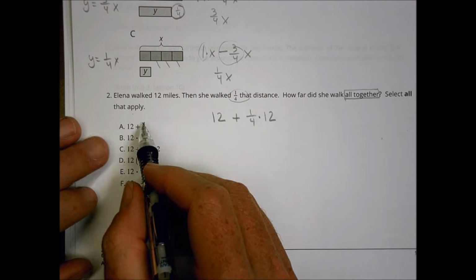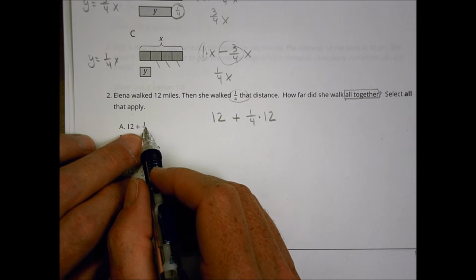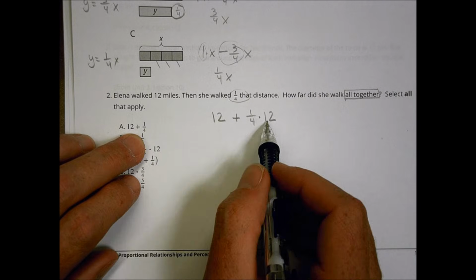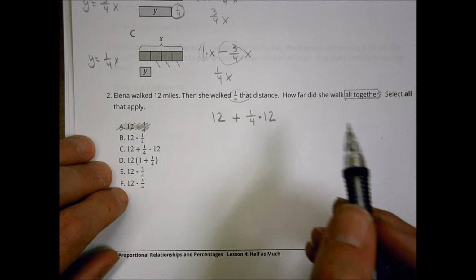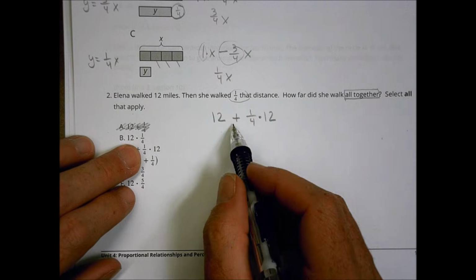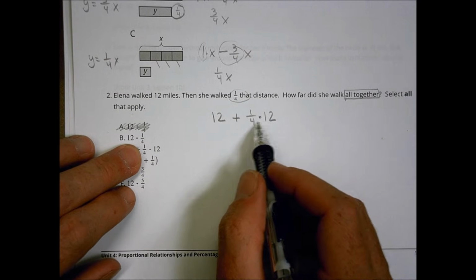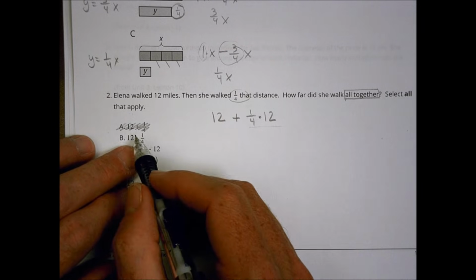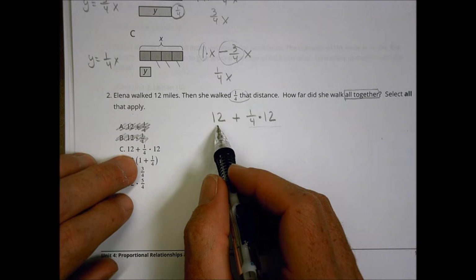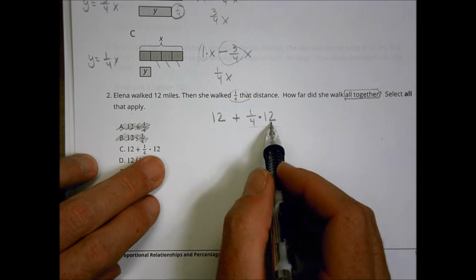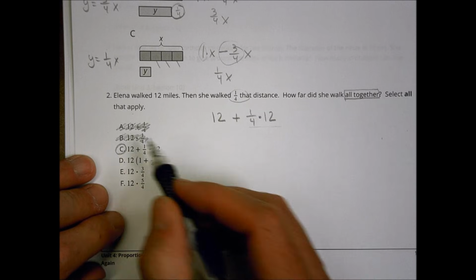First of all, A won't work because it's 12 plus 1/4 times 12, so that eliminates that one right there. For B, we have 12 times 1/4. Well, that's just that part. It doesn't include the plus 12, so that's not going to work there. C, I have 12 plus 1/4 times 12. Perfect. That's great. Let's look at the other ones.